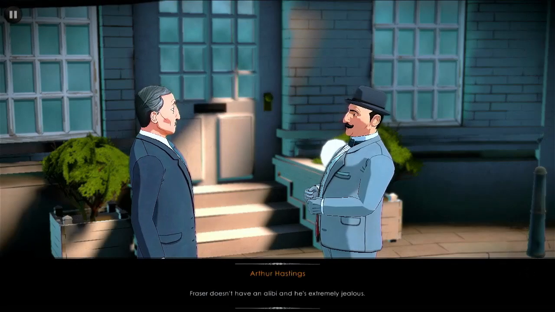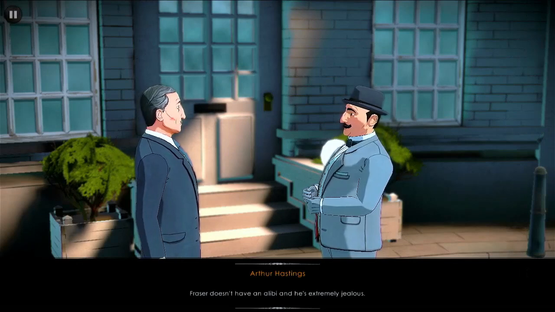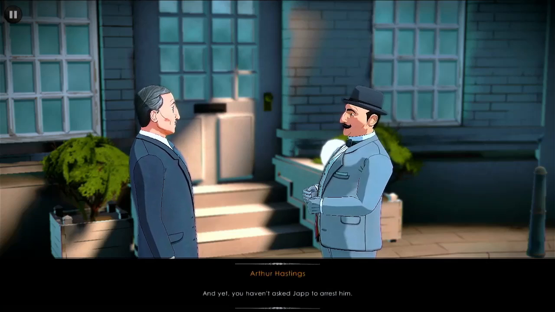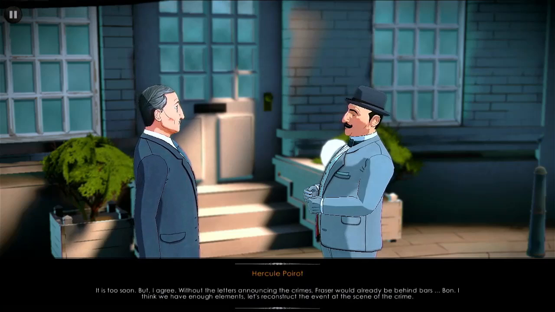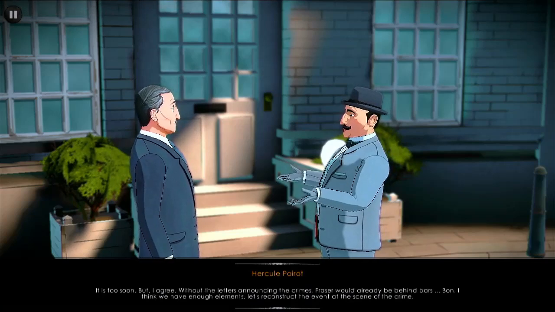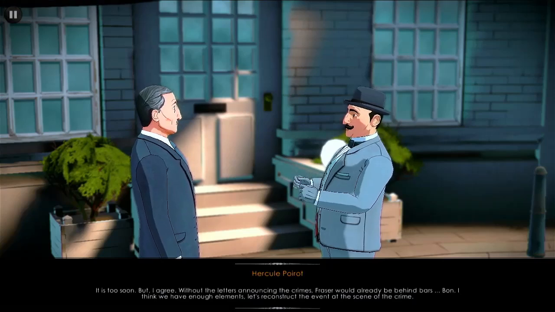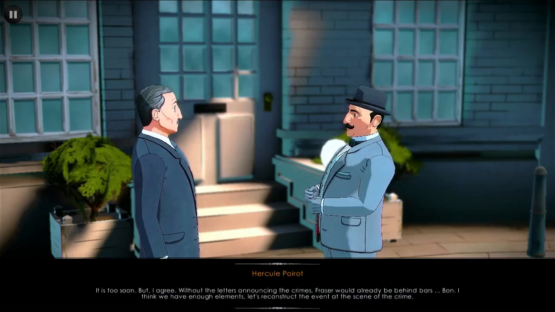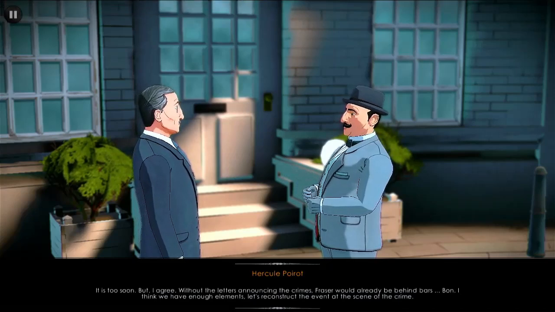Fraser doesn't have an alibi and he's extremely jealous. You are very skilled at summing up. And yet you haven't asked Japp to arrest him. It is too soon. But I agree. Without the letters announcing the crimes, Fraser would already be behind bars. Bon, I think we have enough elements. Let's reconstruct the events at the scene of the crime.